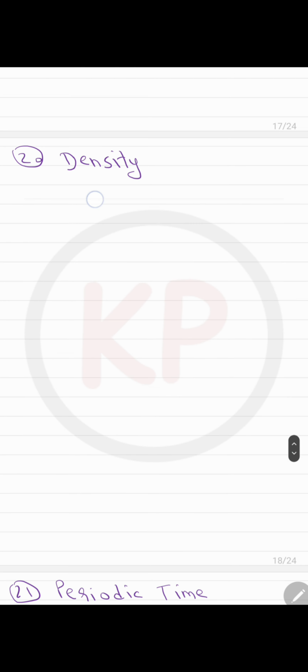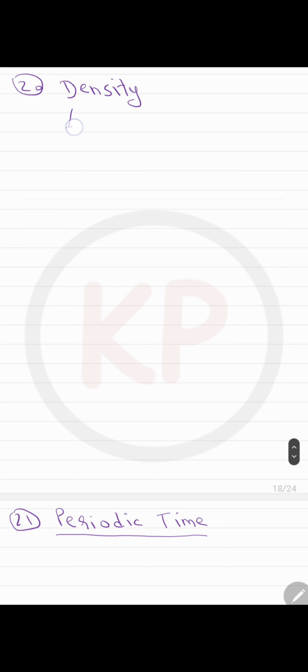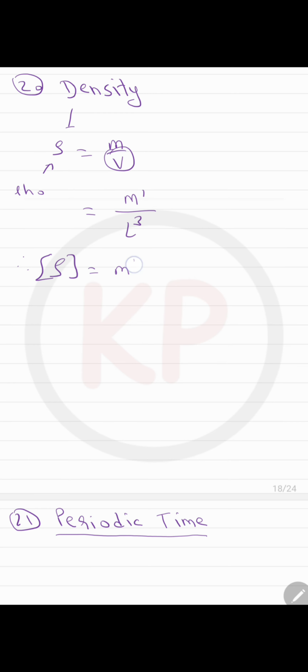Okay. Next is density. The symbol of density is rho. Density is mass upon volume. The dimensional formula of mass is M1. Volume, just now we derived, is L3. Therefore, the dimensional formula of density will become M1 L minus 3. Mass is measured in kg, volume in meter cube, so kg per meter cube is the unit of density.